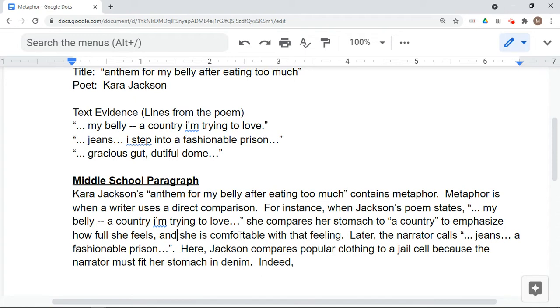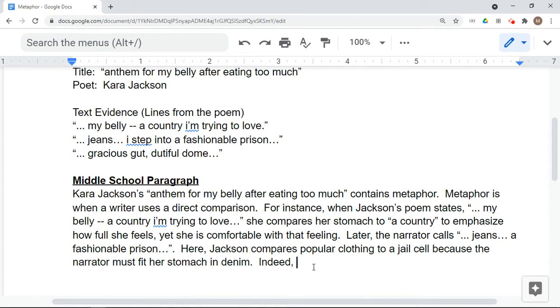Ooh, I'm going to change this conjunction to yet. Yet she is comfortable with that feeling. Later, the narrator calls jeans a fashionable prison. Here, Jackson compares popular clothing to a jail cell because the narrator must fit her stomach in denim.